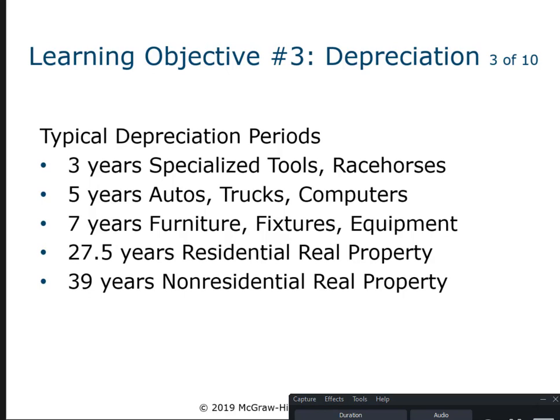And then if it's residential real property, which is really for rentals, then it would be 27.5 years. And real estate that's commercial. So basically, if it's used in your Schedule C, it's commercial, non-residential, then it's 39 years. So you take the cost and depreciate it over 39 years. So really not too much of a choice. There are other periods, 10 years, 15, but again, they don't come up nearly as much.